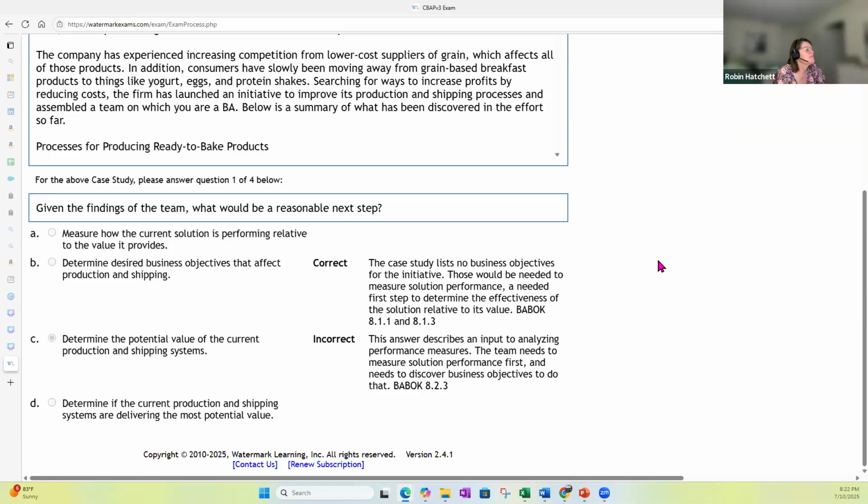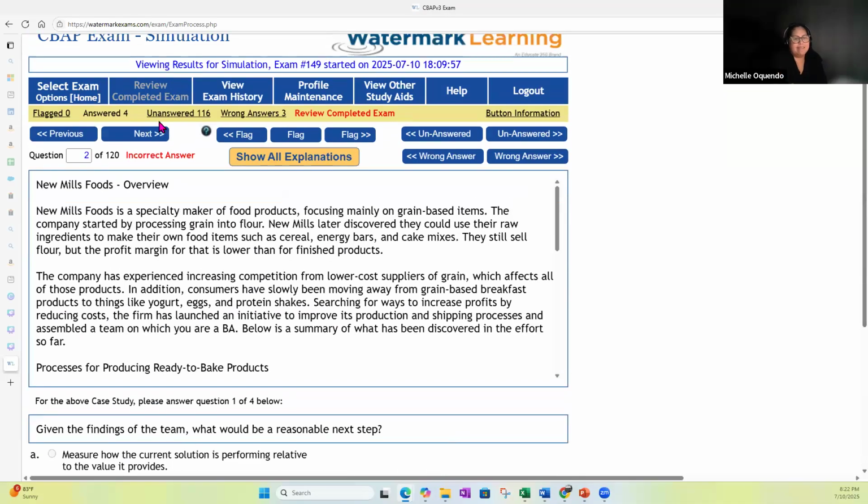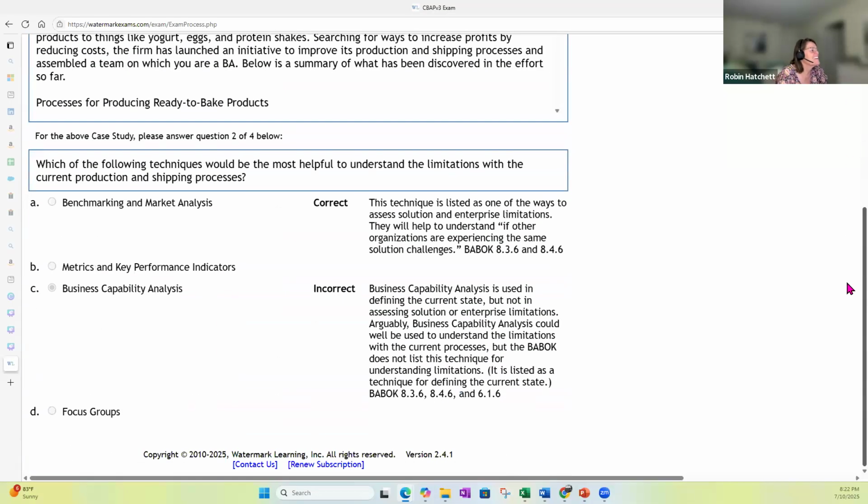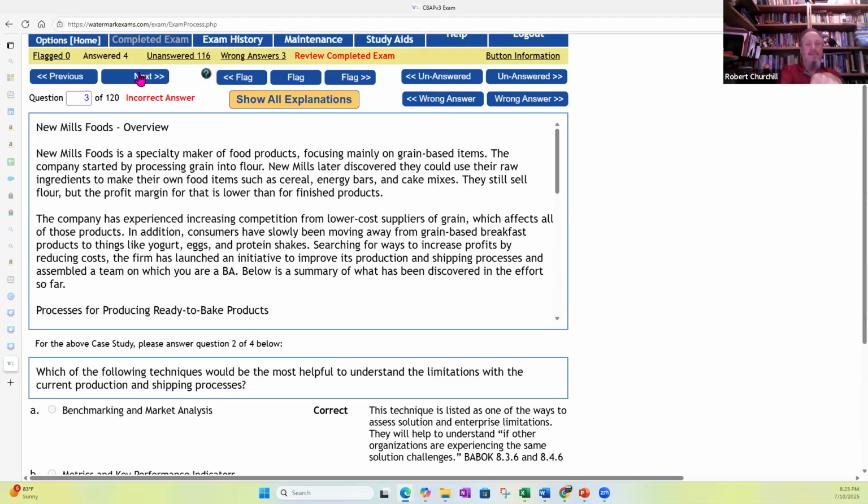What about the next one? Which one did we get right? Also an incorrect answer. Benchmarking and market analysis was that other one. This one is for capability analysis. I would have actually said B on that one.